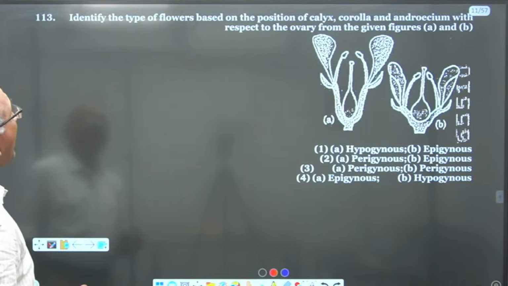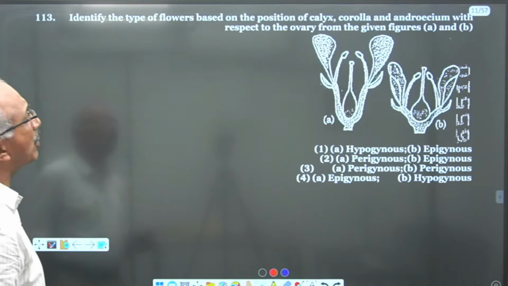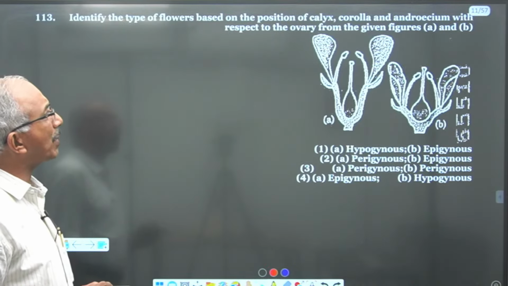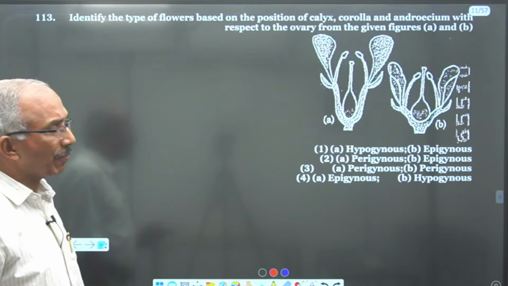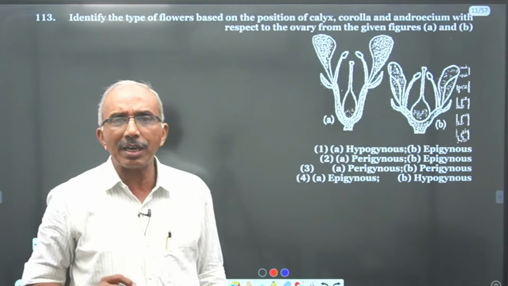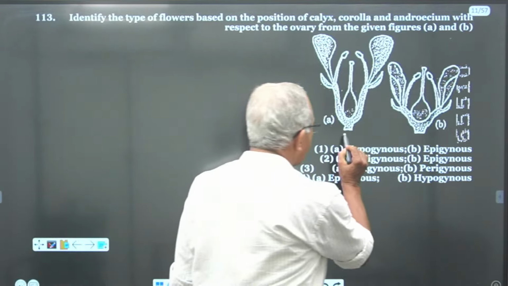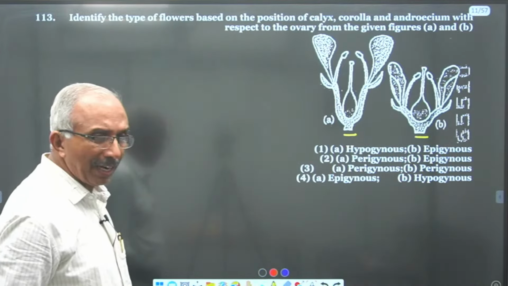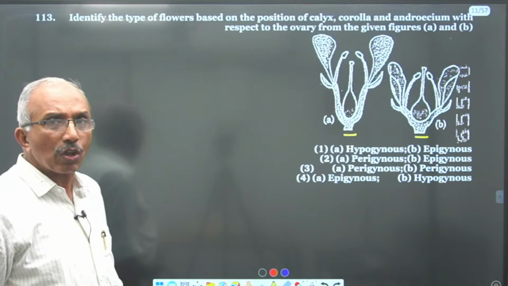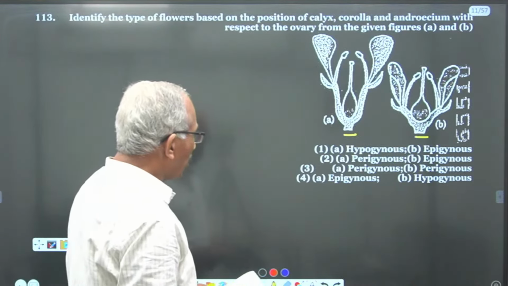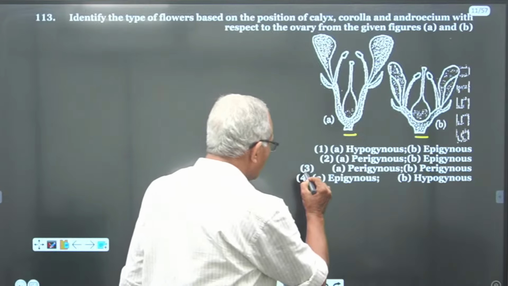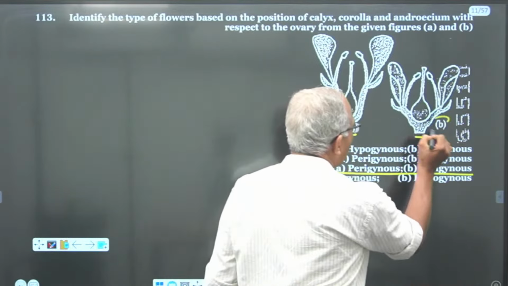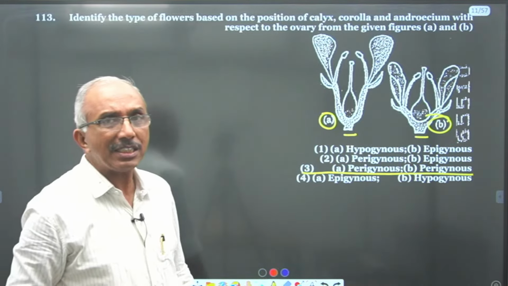Next, identify the type of flowers based on the position of calyx, corolla, and androecium with respect to the ovary from the given figure. The NCERT diagram is given. So this is a perigynous flower. This is also a perigynous flower. A tricky question asked. Both of them are perigynous flowers. So the answer is option 3. Both A and B are perigynous flowers.